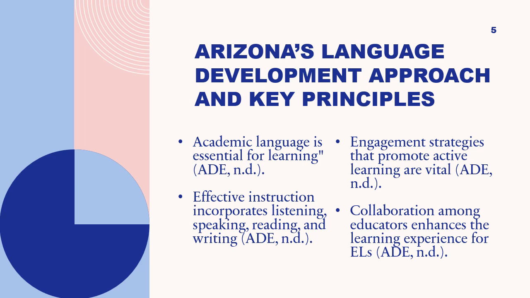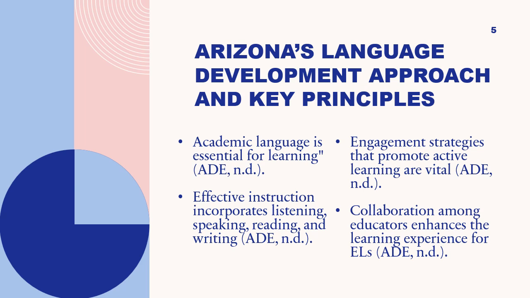There's really four key principles to the language development approach. And the first principle emphasizes the importance of academic language for success in school. The second principle is that effective instruction involves all four language domains. All four language domains. And what are those? It is listening, speaking, reading, and writing. The third principle highlights the need for active learning through engaging strategies. And the fourth principle focuses on the importance of collaboration among educators to enhance the learning experience for English learners.